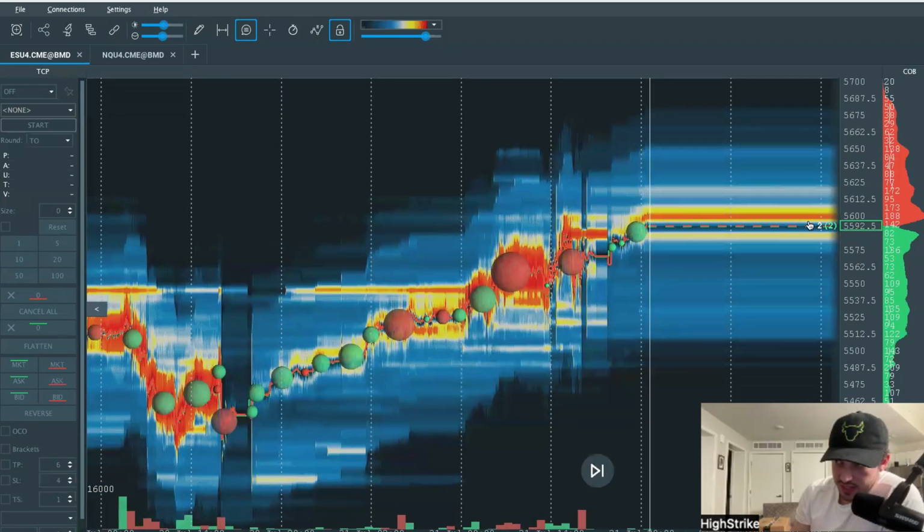So imagine that this heat map support was holding right here. I would set my stop loss just below it, and I would hold on to it all day long. I can definitely hold on to it all day long.